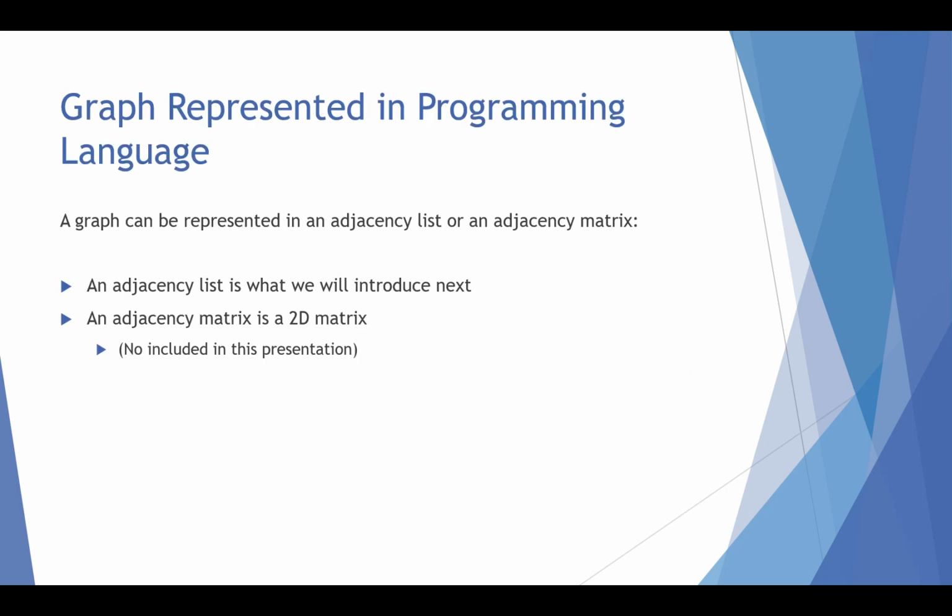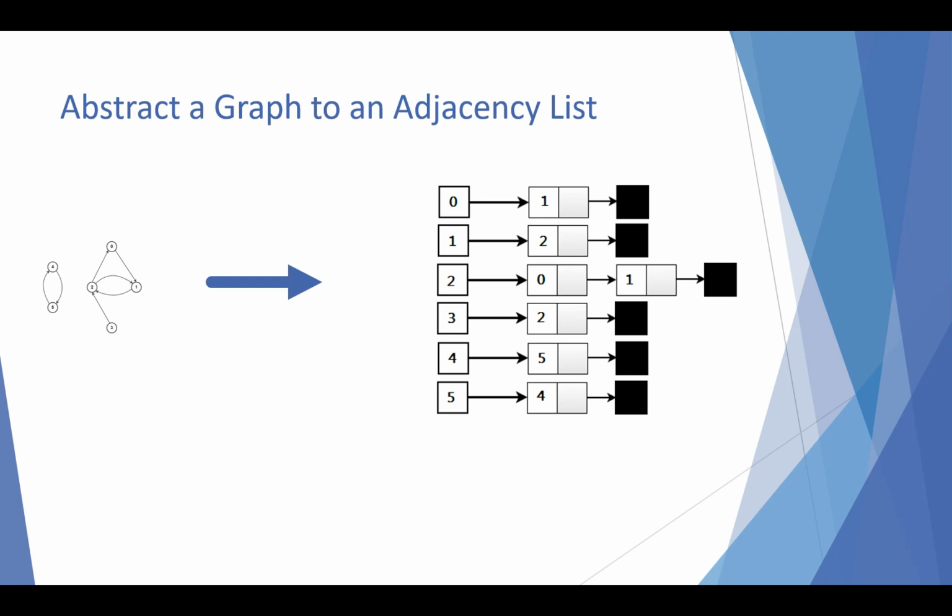In programming languages, a graph can typically be represented as an adjacency list or an adjacency matrix. Adjacency list is what we will introduce next. Adjacency matrix is a 2D matrix we will introduce in some other presentation. If we are given a graph on the left-hand side, we can use an adjacency list to represent it.